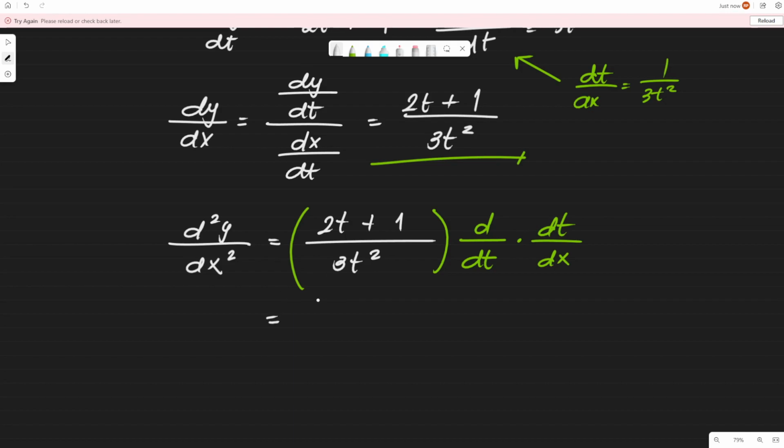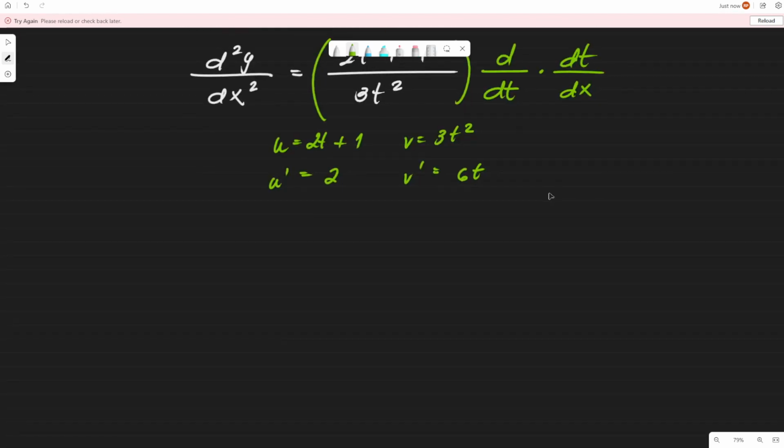So we'll have, of course, dalawang ano to. So we need to use quotient rule, no? So we have u equals 2t plus 1, so u prime is 2. Then we have v is equal to 3t squared, v prime is 6t. Okay, so this is equal to vu prime minus uv prime all over v squared, diba?